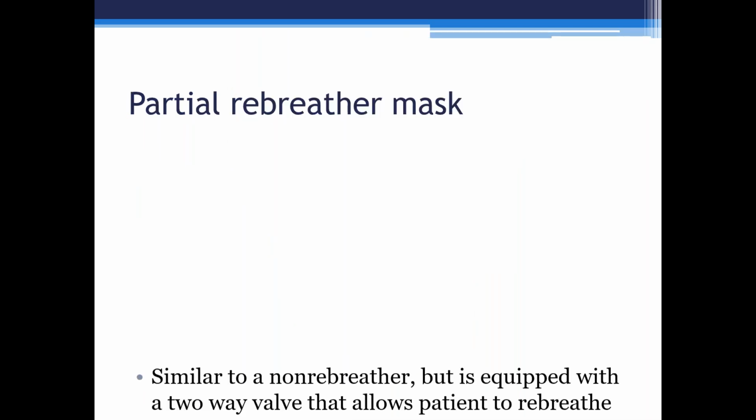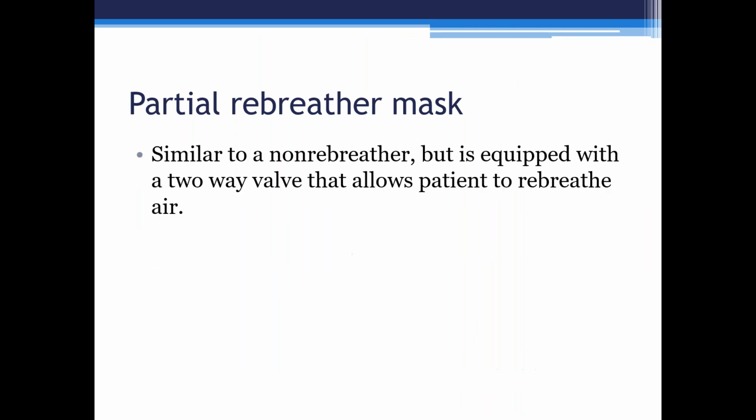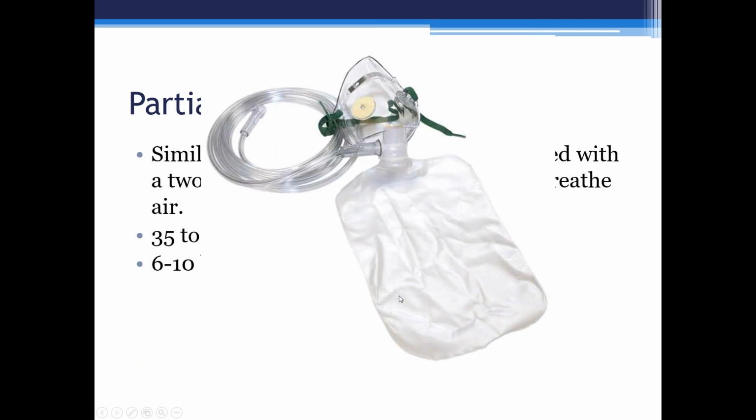Now, a partial rebreather mask is similar in concept, only there is a two-way valve that actually allows the patient to rebreathe some of their air. As a result, that oxygen content is going to go down from the 90 to 100% that we see with the non-rebreather to 35 to 60%. What we set this to is about 6 to 10 liters per minute. And this is what it looks like. You can see up here, this is our two-way valve, which allows the patient to rebreathe their air.